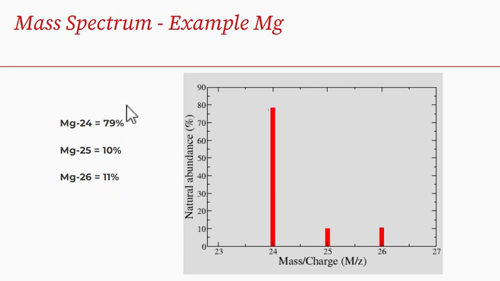And then we could take them with their each individual masses and their each individual natural abundances, and we could calculate the relative atomic mass like we did in the last lecture right before this. So yeah, that's how a mass spectrometer works, and that's how we read the mass spectrum graphs that they produce.